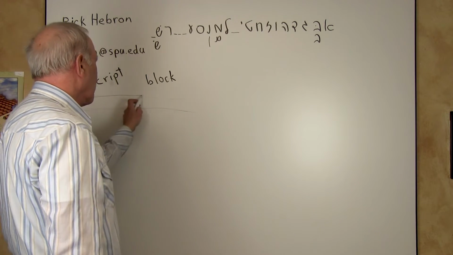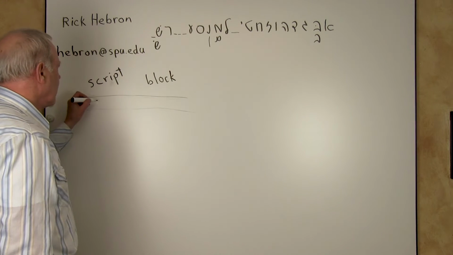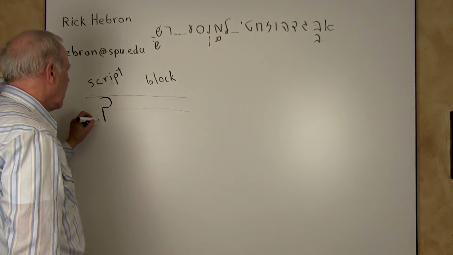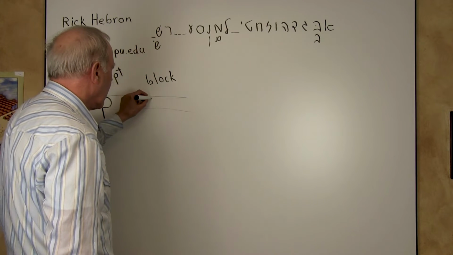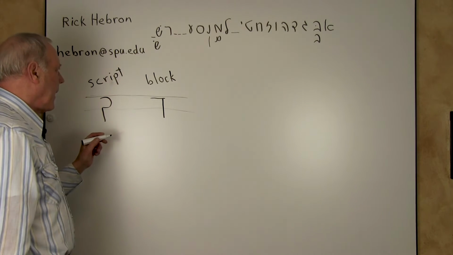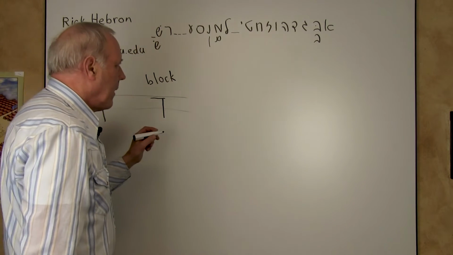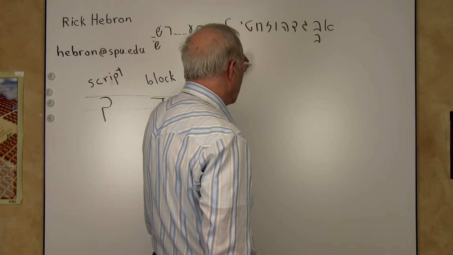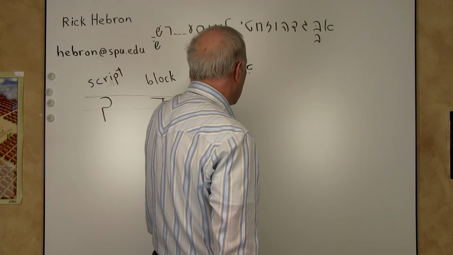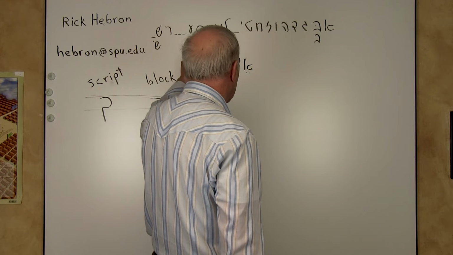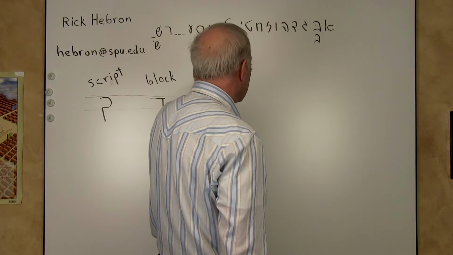So if the ruling on the paper is like that, in a script, it's going to go like this, and in the block, it's going to go below the line, like that. Look at a word, which means how. It's always in a question.